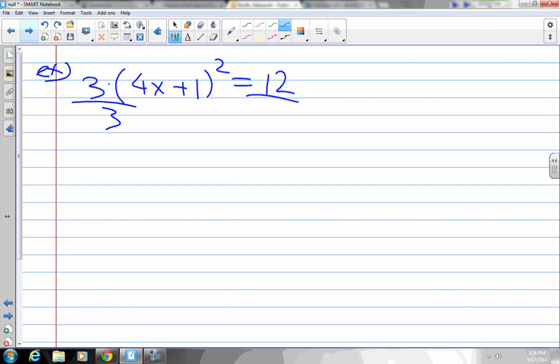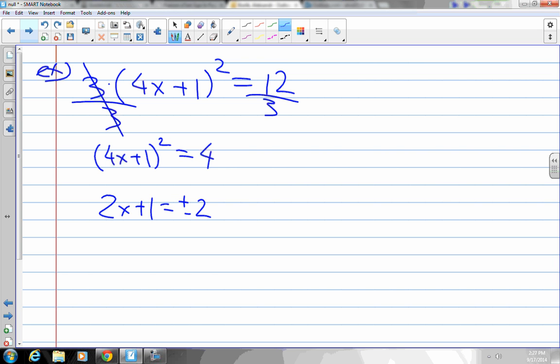Yeah. Use the multiplicative inverse of 3. That's what we're doing here. So here we go. Well, now it's a big square equals 4. So take the square root. 2x plus 1 equals, well, square root of 4 is 2, so plus or minus 2.